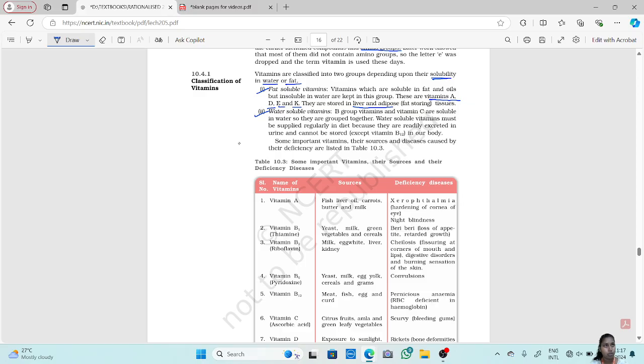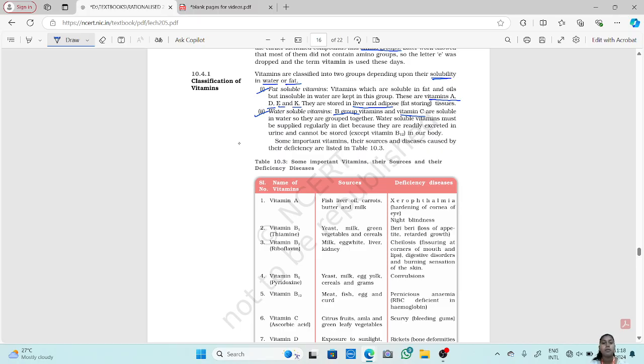Adipose is a fat storing tissue, where fats are stored. Since they are fat soluble, they are in adipose tissues. Water soluble vitamins are B group vitamins and vitamin C. All the vitamins which fall under B group, that is B1, B2, B6, B12, B5, B7, and vitamin C are soluble in water, so they are grouped together.